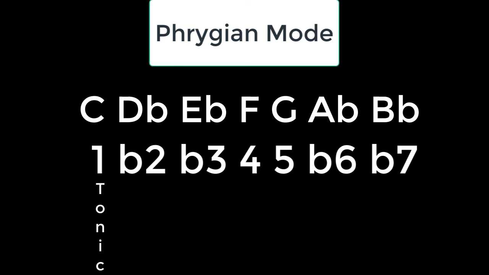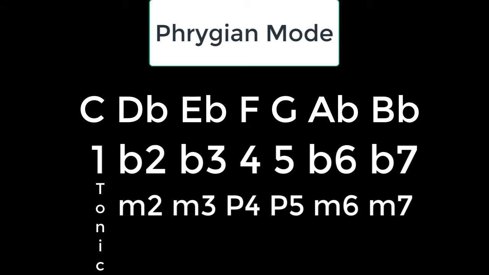C minor is the tonic, the sun, the gravity, and if we took all the intervals between each note against that C note, we'd have a D flat, which is a minor second, very important for Phrygian, an E flat, which is a minor third, makes it a minor chord, an F, perfect fourth, a G, perfect fifth, an A flat, a minor sixth sound, and B flat, a minor seventh.